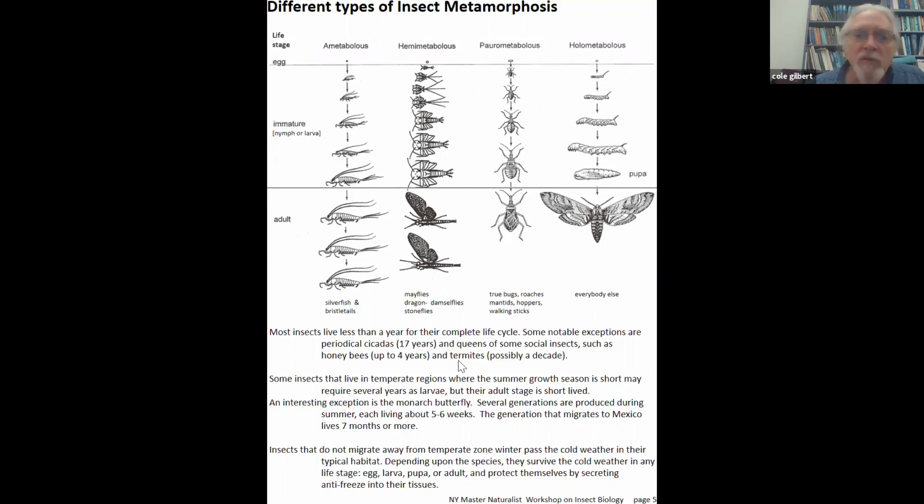There are some others, honeybees can live a little bit longer, termites. It's hard to study them because the queens are buried so deep in the ground to see actually how long they do live.